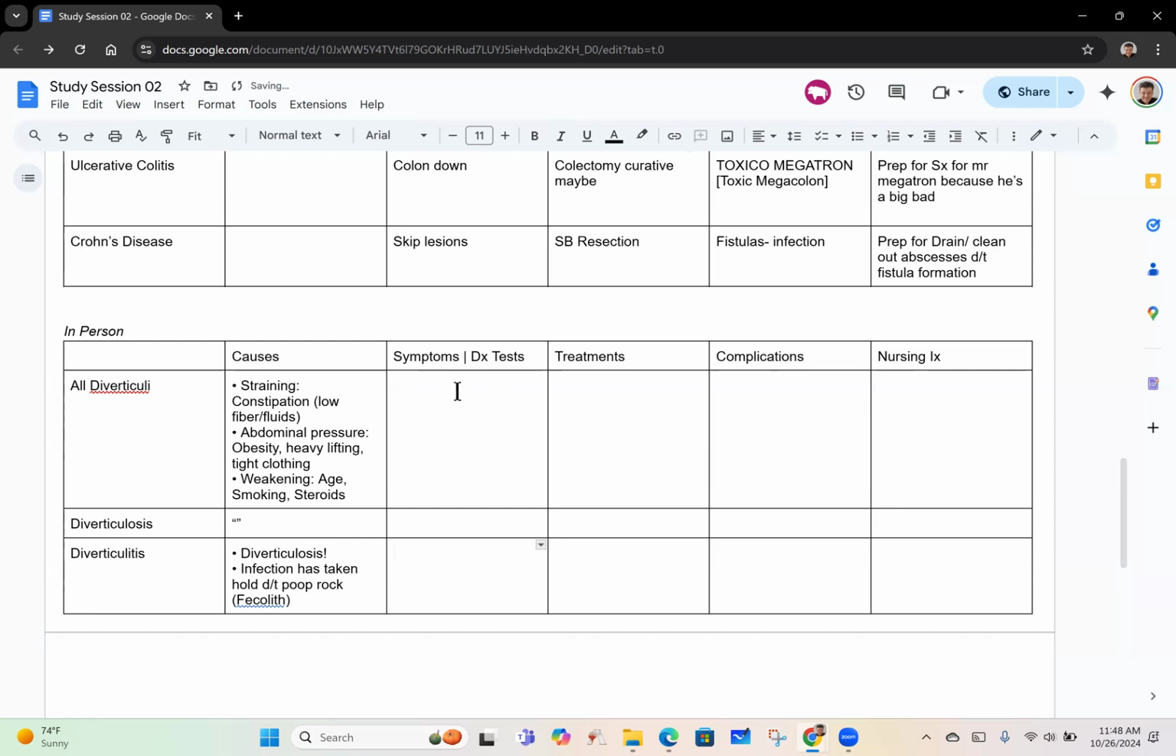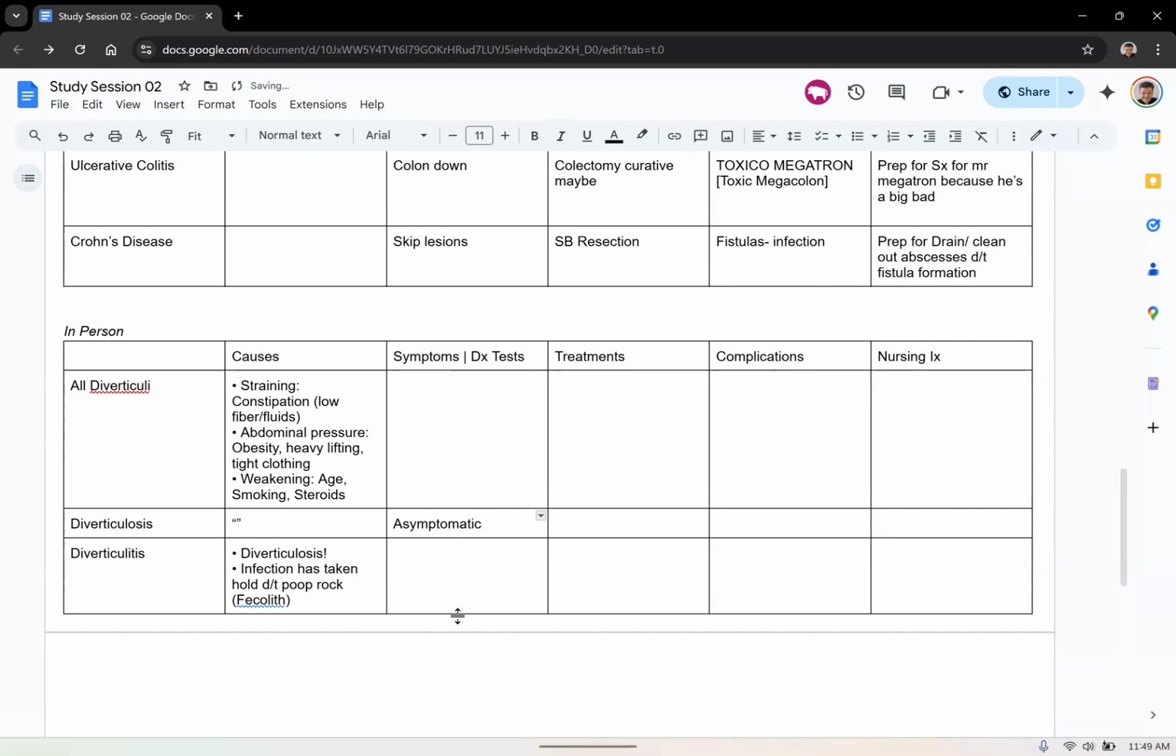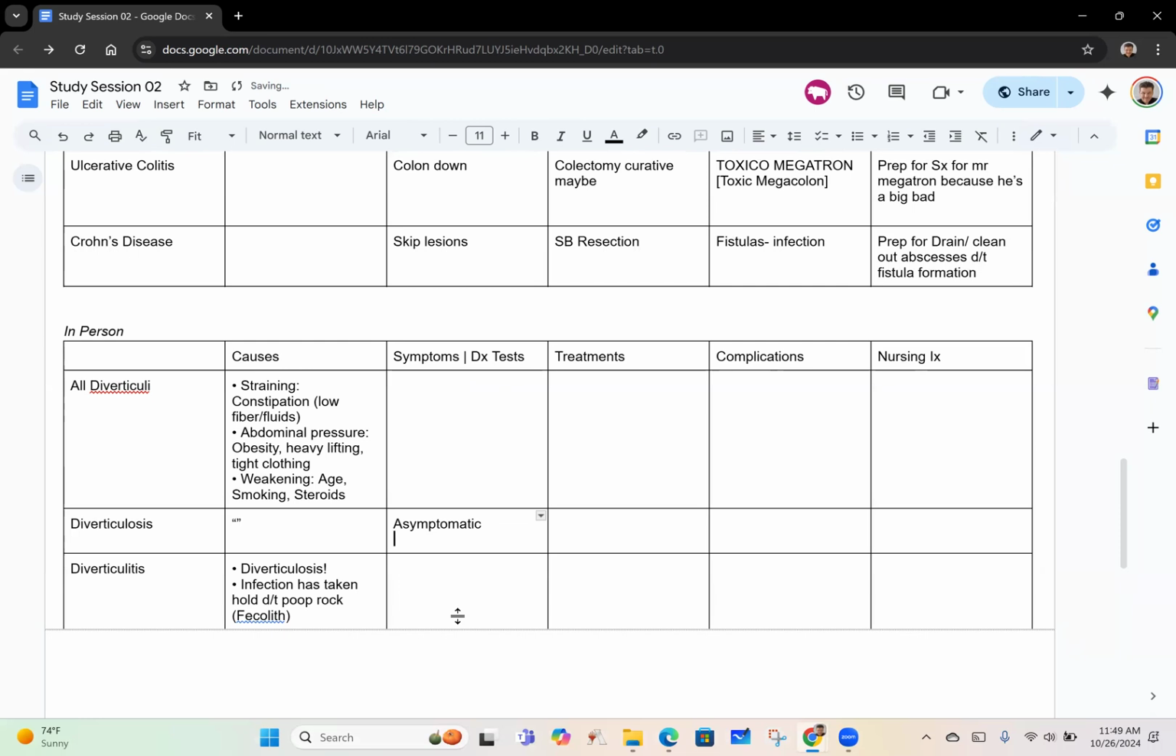All right, so then what else? So symptoms for diverticulosis is asymptomatic, right? Good, so left lower quadrant pain, right? And infection, that makes sense. I get a fever, SNS symptoms, right? And this is called SIRS. We'll talk about SIRS for the next exam, okay? And then what else? Treatments. Diverticulitis, you're giving antibiotics, right?